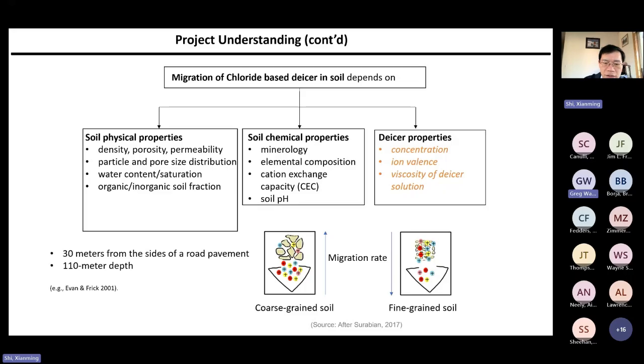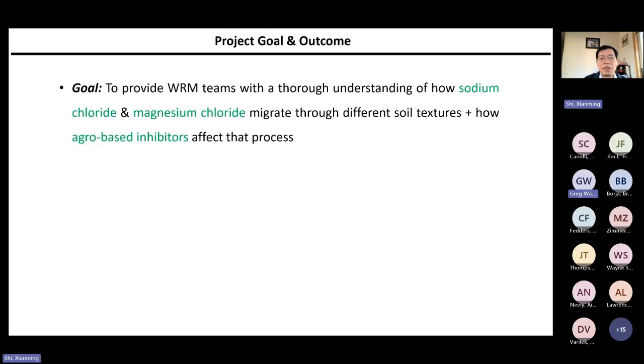And of course, as it's further away from the location where the deicer was applied, the concentration could be much lower because of dilution by rain, snow melt, and so on. And also along the way, soil and vegetation could dilute them or slow them down.